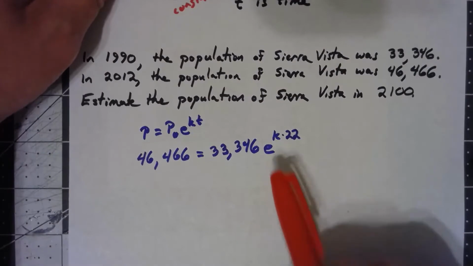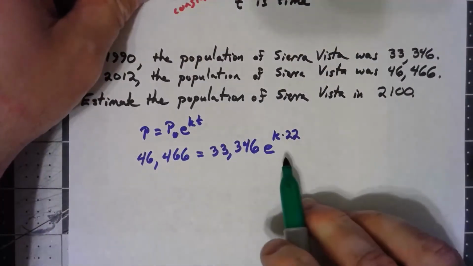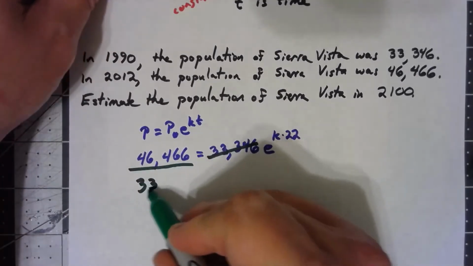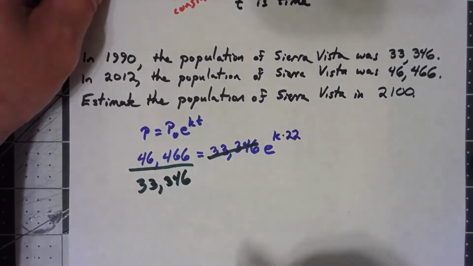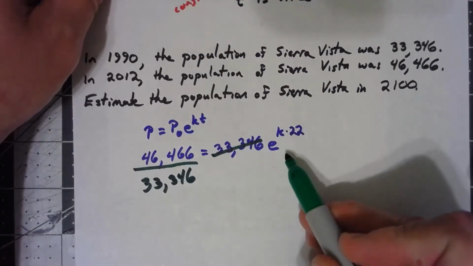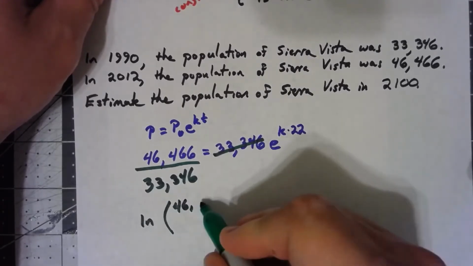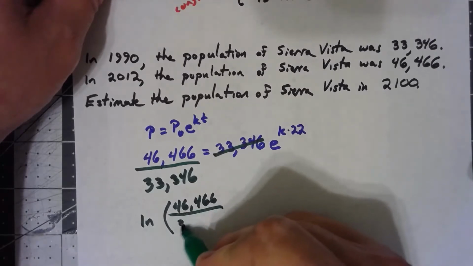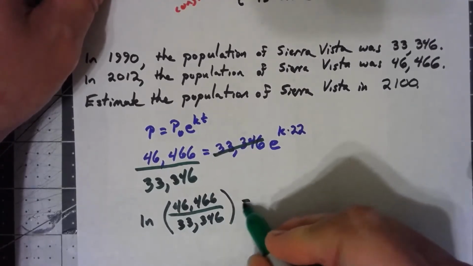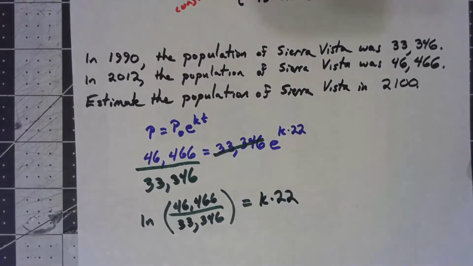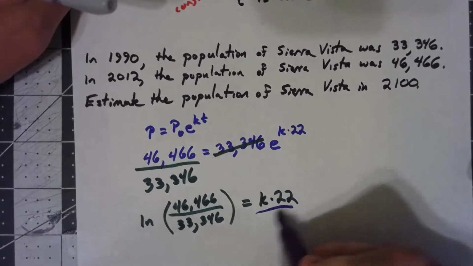So now that we've plugged in those numbers, how do I figure out what that k is? Well, we've got a simple exponential equation now. We can go ahead and divide both sides by 33,346. Then I've got just a base to a power, and it's an e. So if I take the ln of both sides, over here, when I take the ln of e to a power, I'm just left with the power. So, divide by 22, and we've got our k.